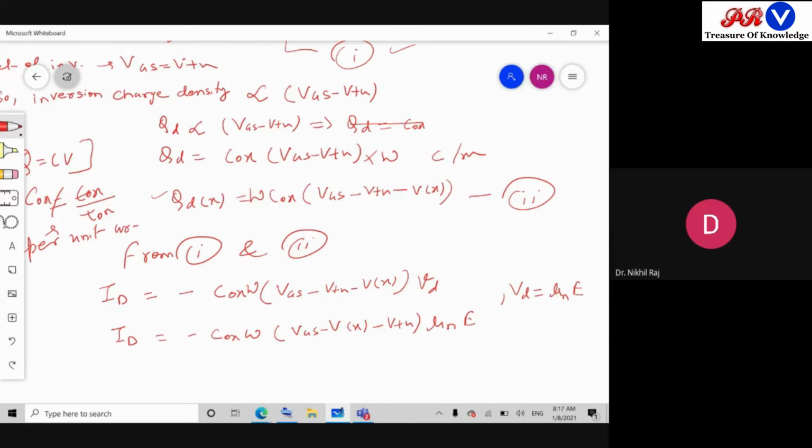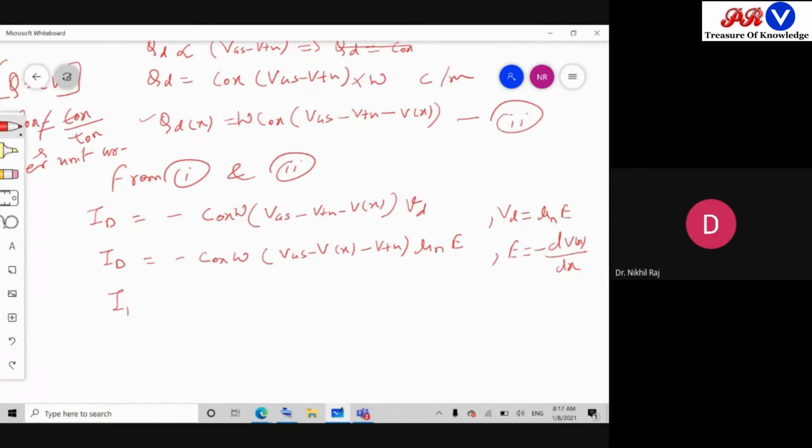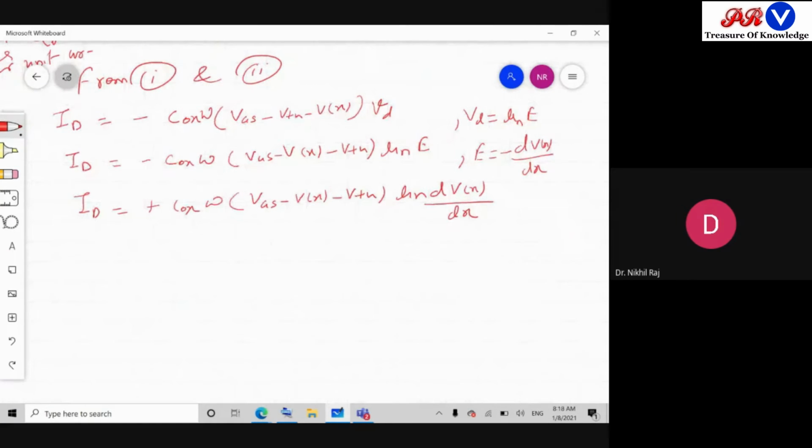Fine. Further, we know what E, the electric field, is. It will give a minus d of Vx by dx. So substitute this E value in the equation. So you will get here ID equals minus, minus will become plus, Cox W, VGS minus V of X minus VTH, mu n dV of X by dx. So we got this ID equation in terms of X.